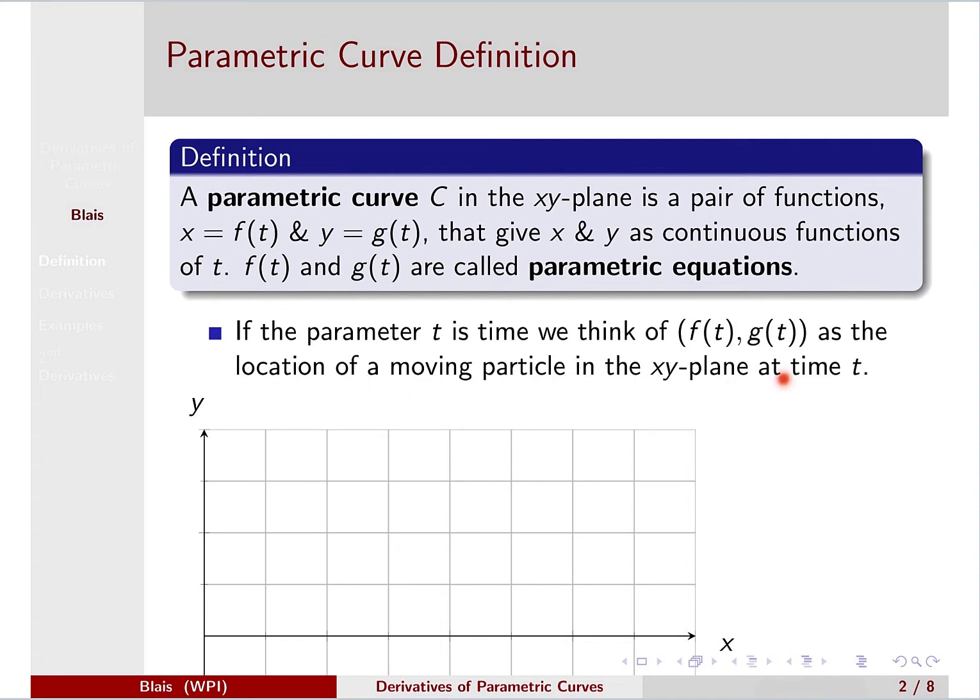A natural way to think of this is when the parameter t is time, and the parametric equations give you the xy coordinates of a particle moving through the xy plane in time. So say at time 0, we're here, and as you run the clock, the parametric equations give you the trajectory of where the particle is at different times.